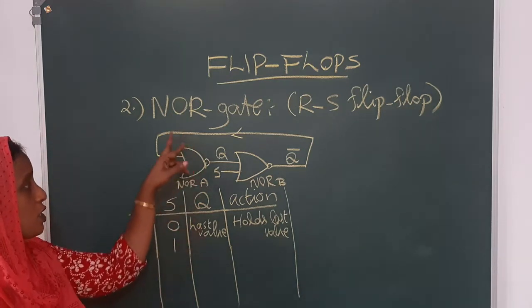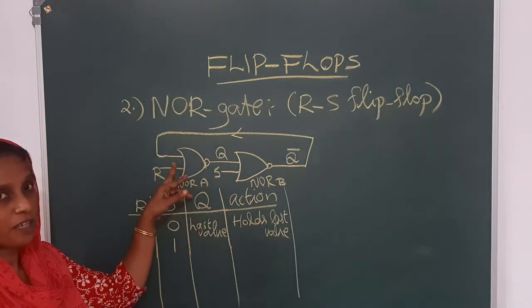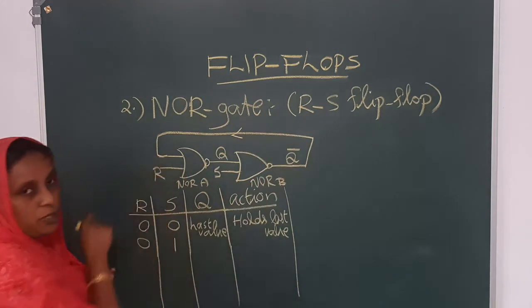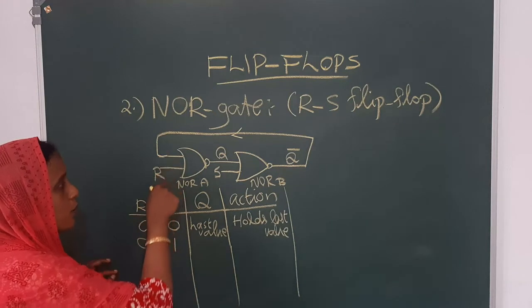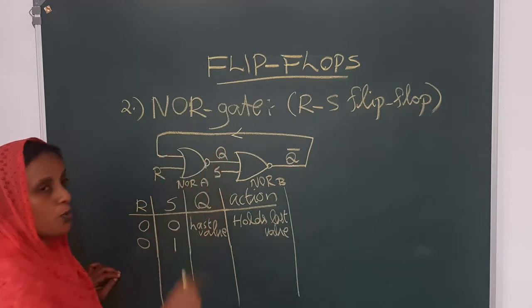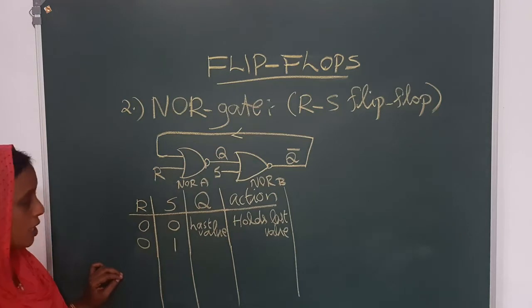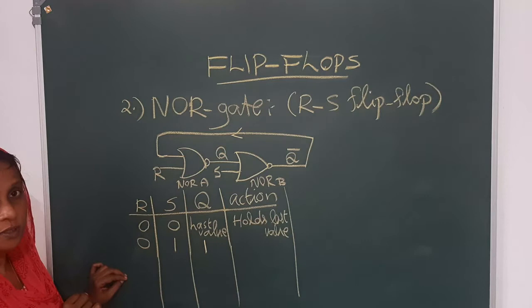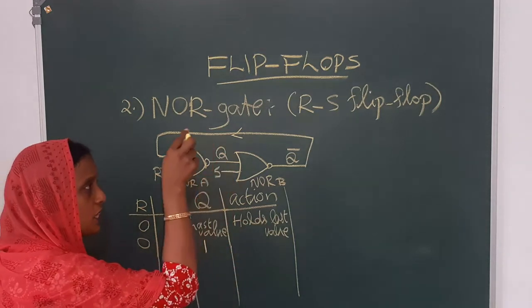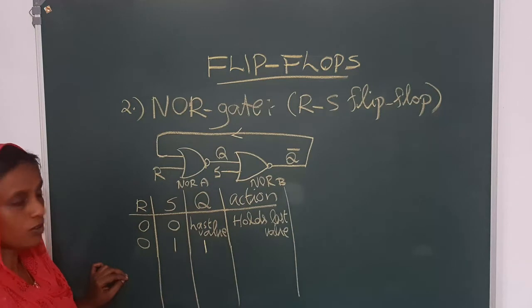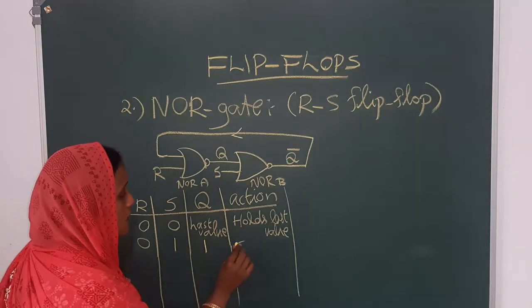Q bar should be 0 means what happens to this? Q bar feedback is coming to this point. So both inputs are 0. These both inputs are 0 means Q goes to high. In this case, Q goes to high. If this is initially 0, this changes to high. Okay. So this is called set.